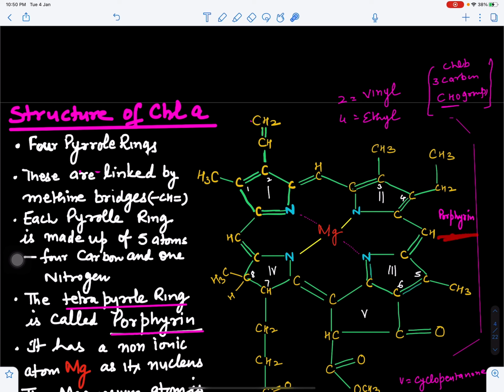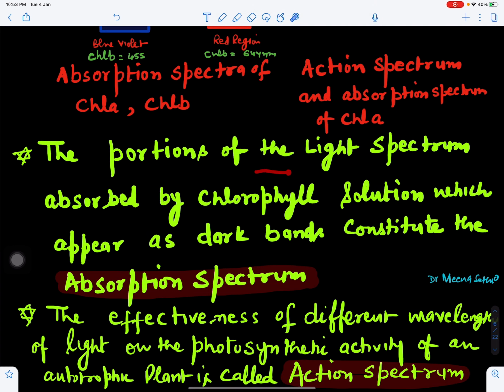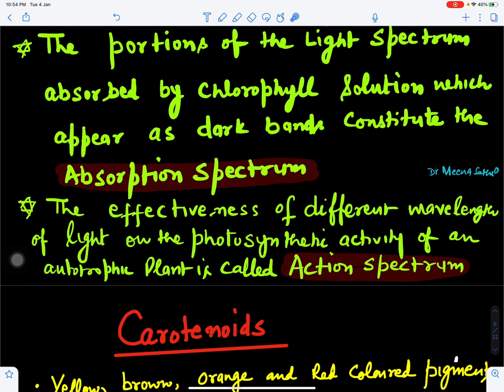molecule. So what is the absorption spectrum? The portion of the light spectrum absorbed by chlorophyll solution which appears as dark bands constitutes the absorption spectrum. And how effective these wavelengths are in causing photosynthesis, that is, the effectiveness of different wavelengths of light on the photosynthetic activity of an autotrophic plant which can manufacture its own food, which is green in color, is called the action spectrum. So this is about absorption spectra and action spectra.